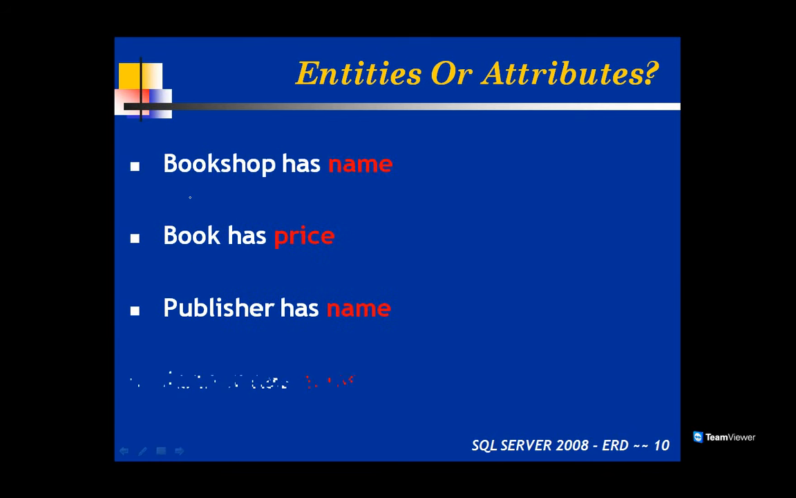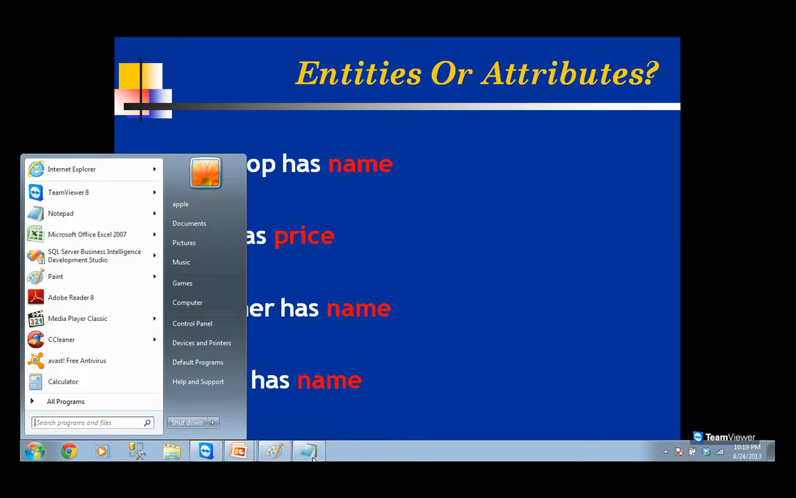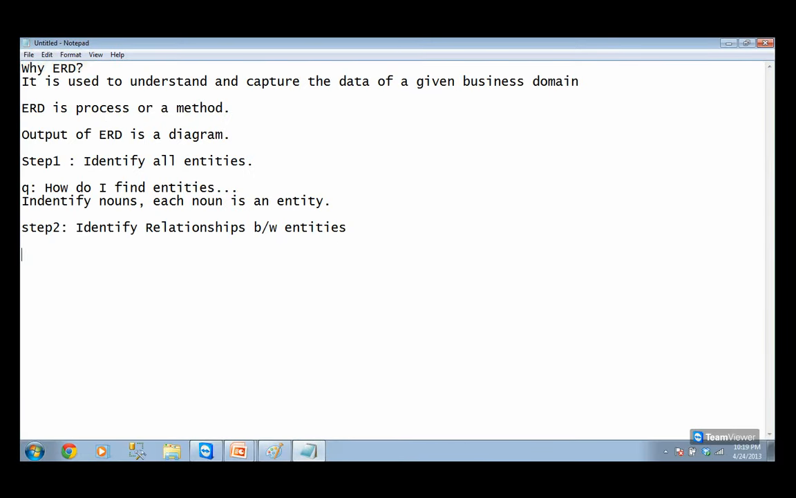The next one is step number three: identify attributes for each entity. Now, what are the attributes I have to identify? If I say bookshop, bookshop will have bookshop ID, bookshop name, bookshop landmark, bookshop telephone number, URL. All of them are the different attributes for the bookshop.